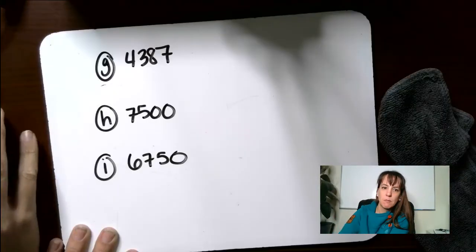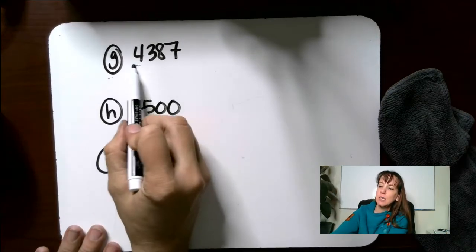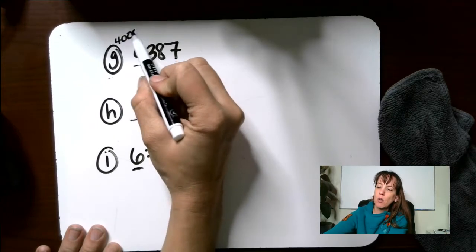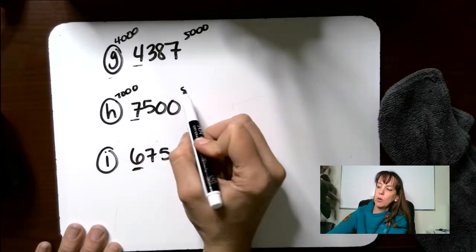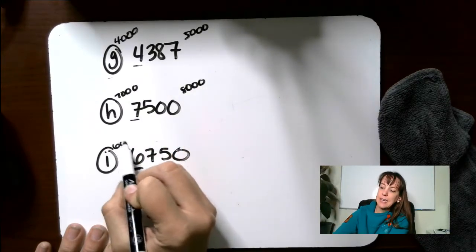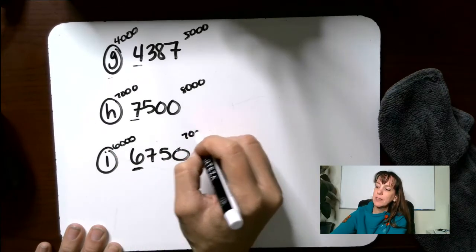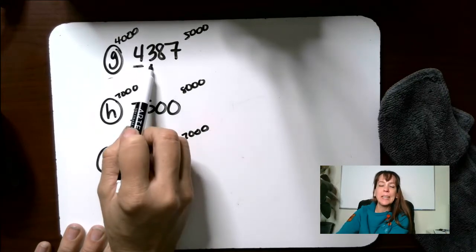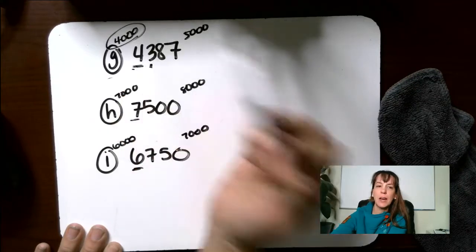Good. All right, you guys, for G through H, we need to round to the nearest thousand. That's this guy right here. So it's either going to stay at 4,000 or go up to 5,000. This one's going to stay at 7,000 or go up to 8,000. This is going to stay at 6,000 or go up to 7,000. So we take a look at the one that's next to it. This guy right here. 3 is less than 5. So this is going to stay at 4,000.